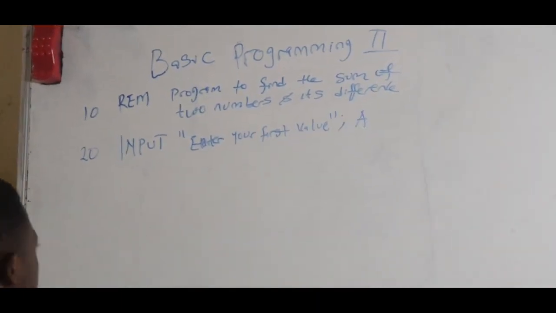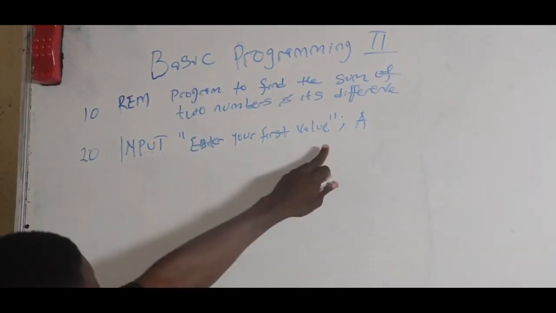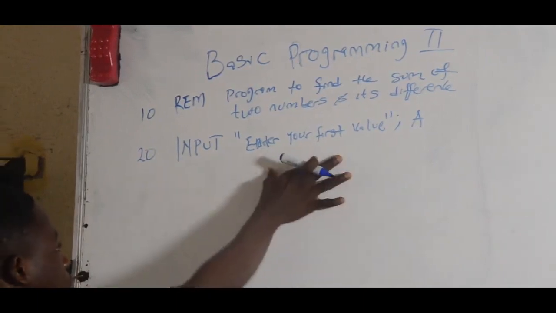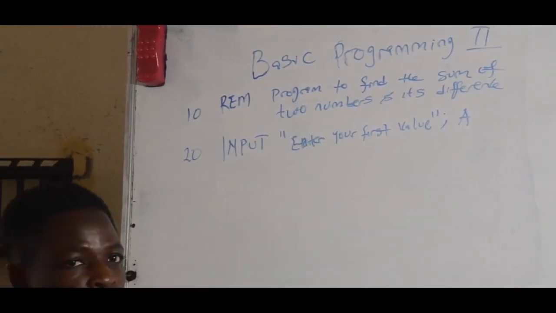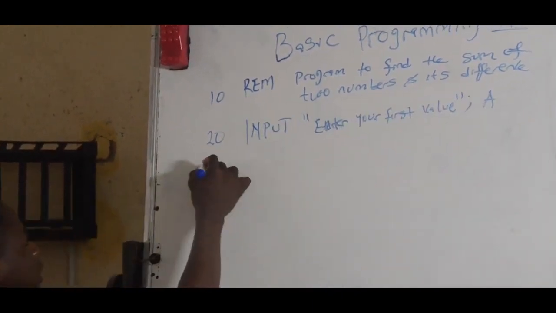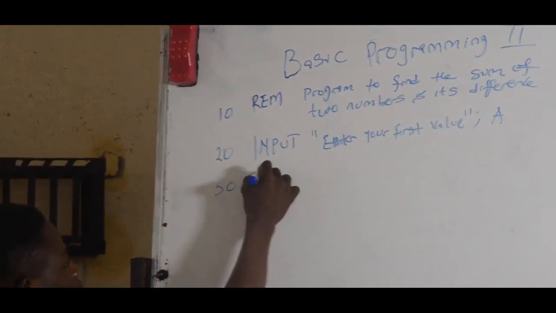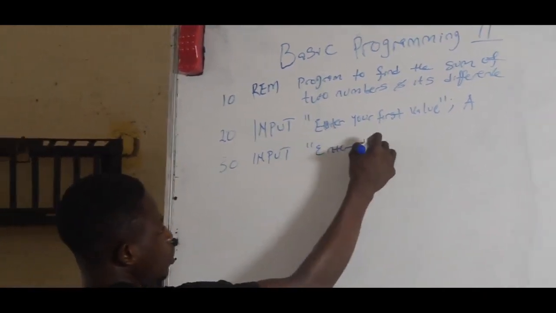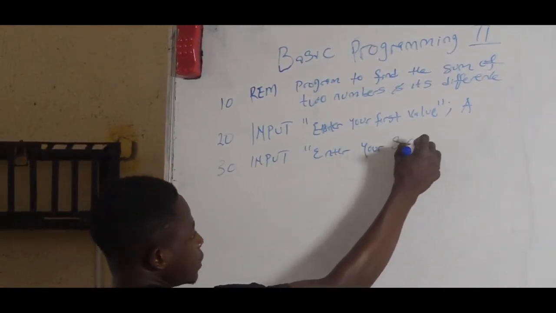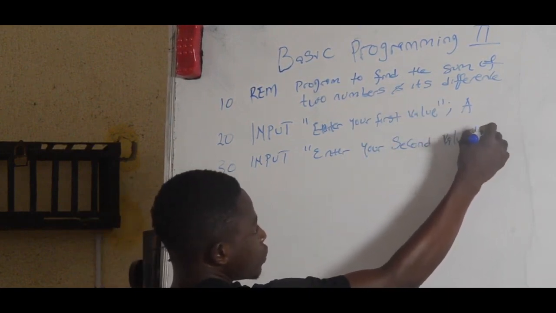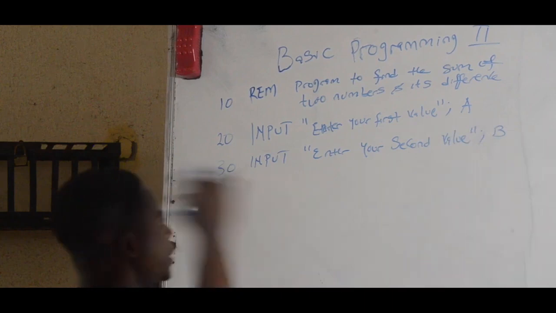Why do we do this? In our first class, I said that anything in double quotation marks is called a string. So this is what will first show on the screen when they run this program. The user will then enter the first value. Then 30: you say INPUT "Enter your second value or number", and you can use B for this one.